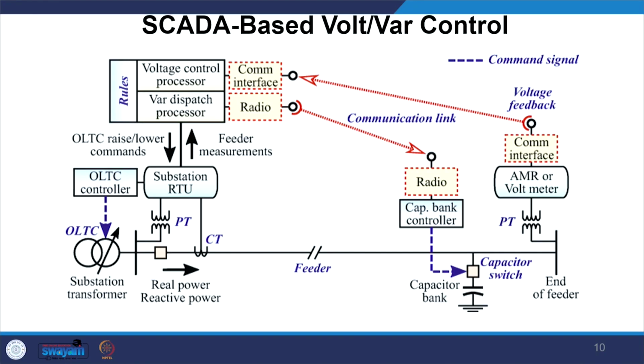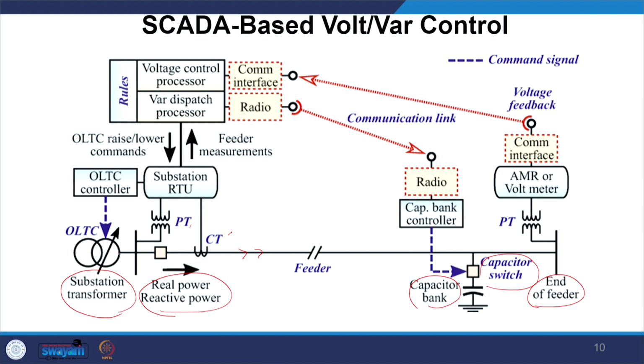Now, let us focus on a complete arrangement of a SCADA-based volt var control. So, we will begin with a distribution feeder. You could see the substation transformer, where we have OLTC. Then we can have a PT and CT. Real power and reactive power do flow in this distribution line. This is my distribution feeder. And finally, towards the load end, we do have capacitor banks and capacitor switches. This is my end of the feeder.